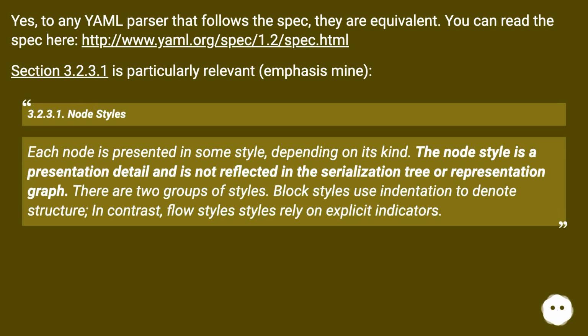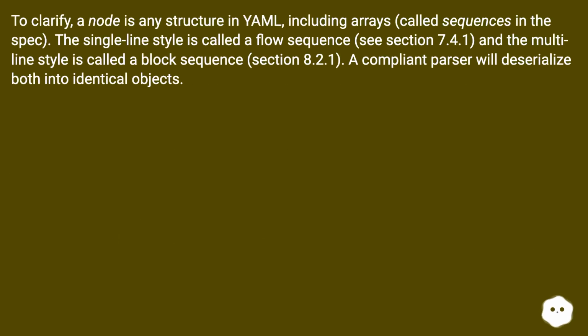There are two groups of styles. Block styles use indentation to denote structure. In contrast, flow styles rely on explicit indicators. To clarify, a node is any structure in YAML, including arrays, called sequences in the spec. The single-line style is called a flow sequence, see section 7.4.1, and the multi-line style is called a block sequence, section 8.2.1. A compliant parser will deserialize both into identical objects.